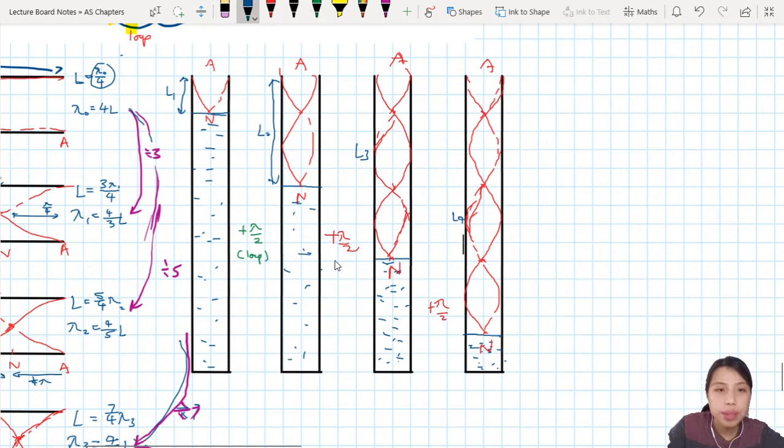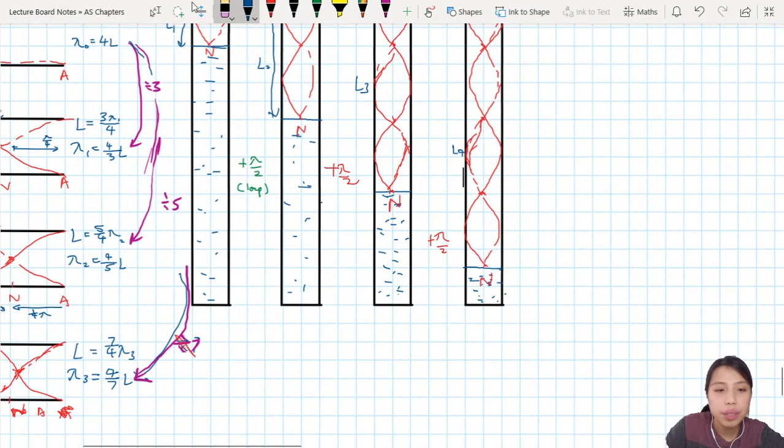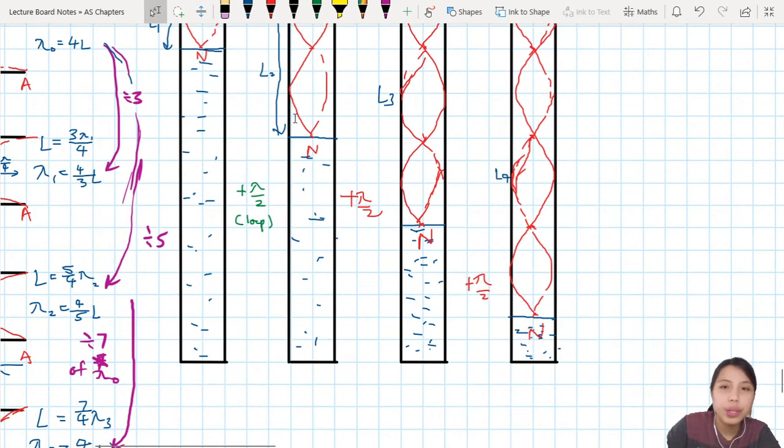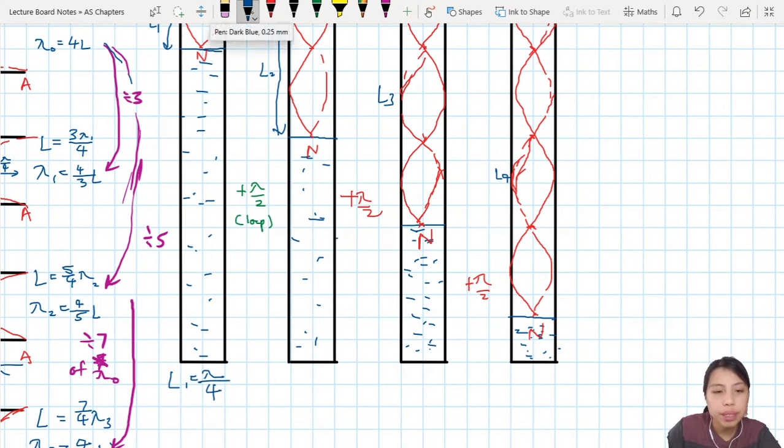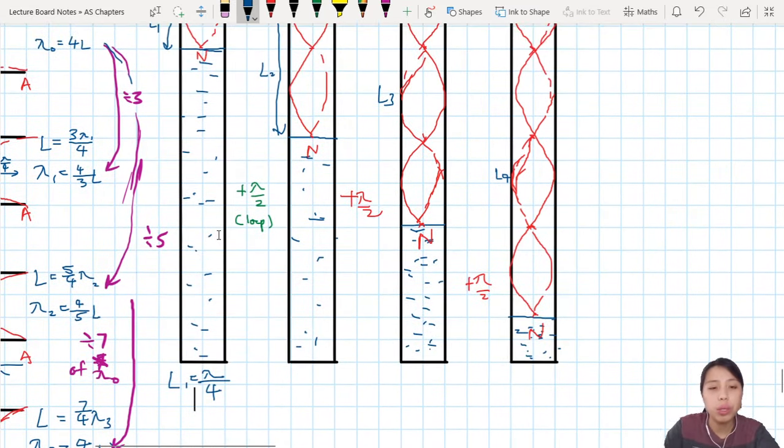So what are the lengths? If I write it down here, this minus times 7 is kind of in the way, so let me rub that off a bit. To save time, I'm not going to count the wavelengths anymore. I will use an arithmetic progression to cheat a bit. The first one is lambda over 4, because your first length can only fit a quarter of a loop. A loop is lambda over 2, so a quarter of that is lambda over 4. Then if I add lambda over 2, you get L2 equals 3 over 4 lambda.